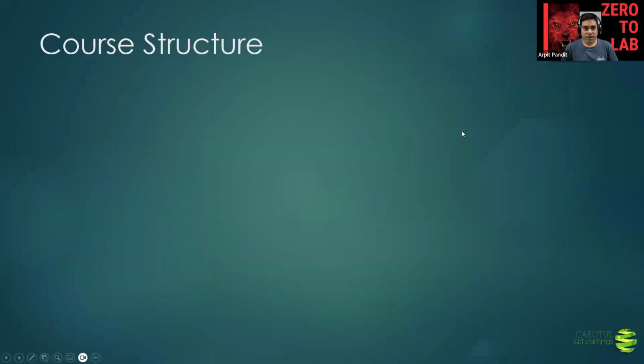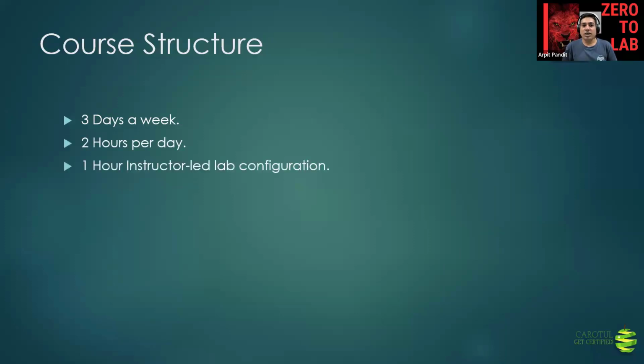First of all, let's talk about the course structure. What are we going to get in this course? We are going to have sessions 3 days a week. Every week we will have 3 sessions, and each session will be 2 hours. In these 2 hours, the first hour will be the instructor-led lab configuration. We will take a topic, for example, we are going to start with CDP and LLDP tomorrow, and I will present the lab in EVE-NG. I will configure the lab step by step, explaining things and taking any questions if there is any confusion. Once it is done, in the second hour the participants need to configure the same lab.